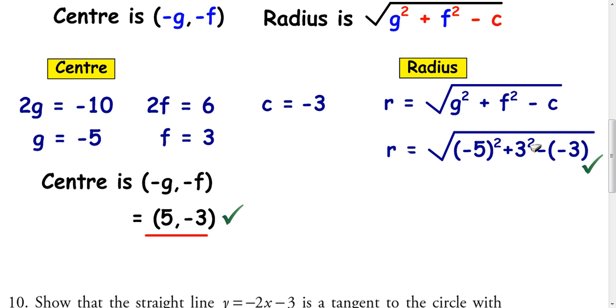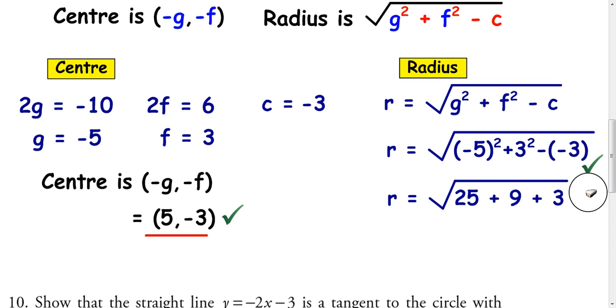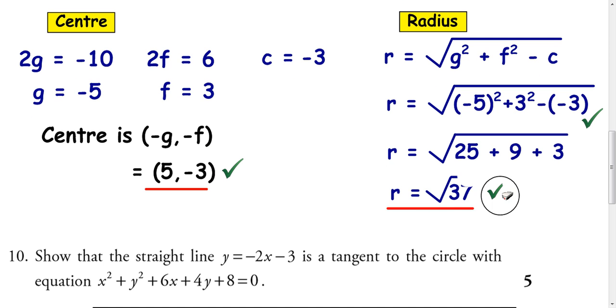Finally, if we multiply this out and square root it for our final mark. So we've got 25 plus 9 and then add 3. And that comes to root 37. You can leave it like that.